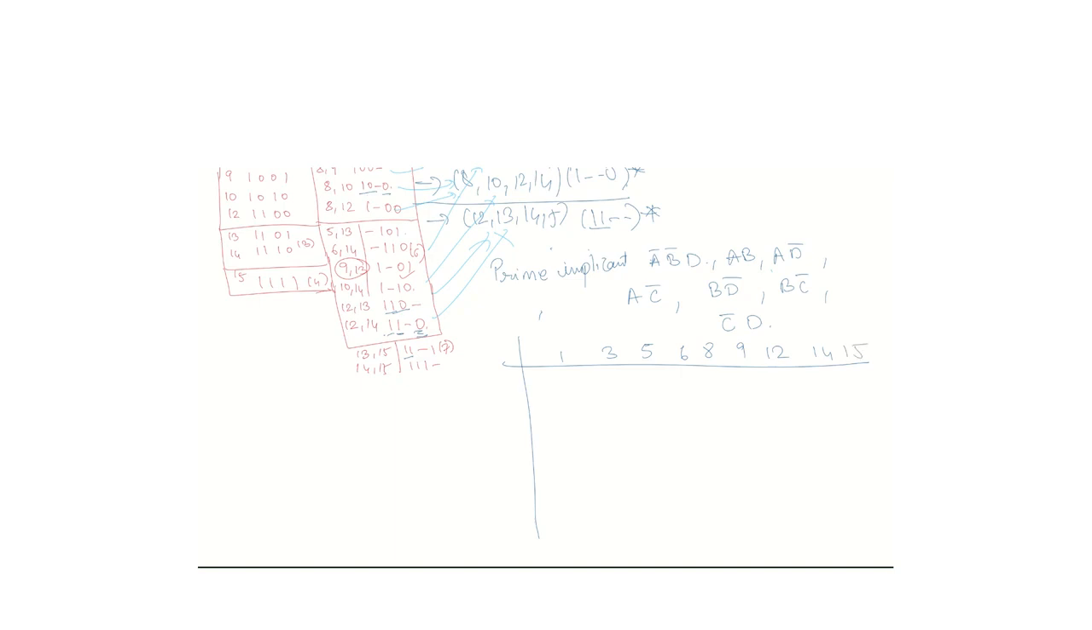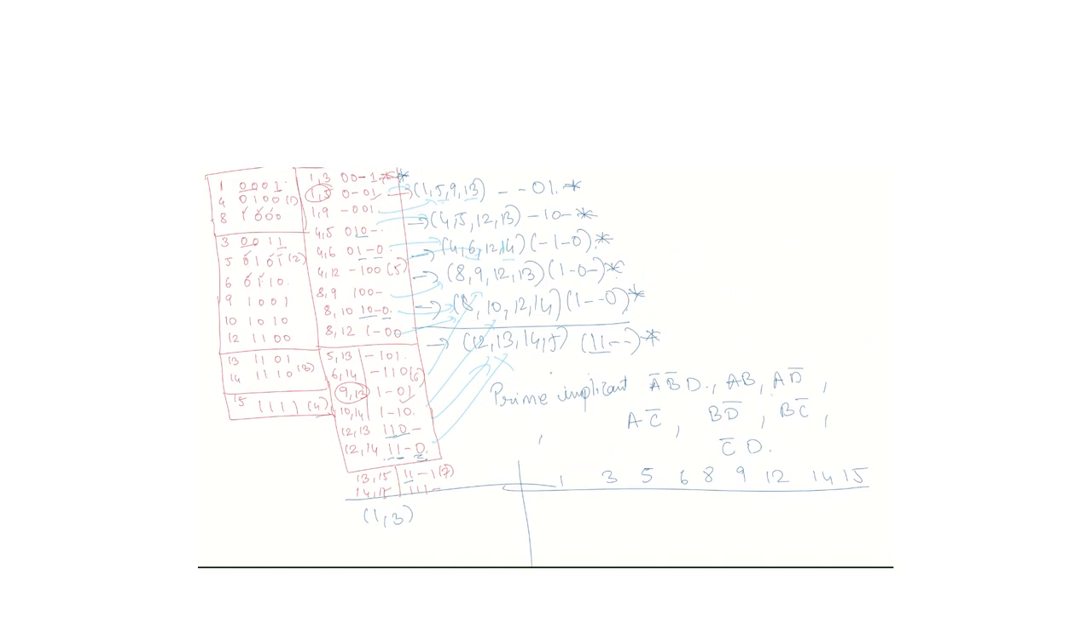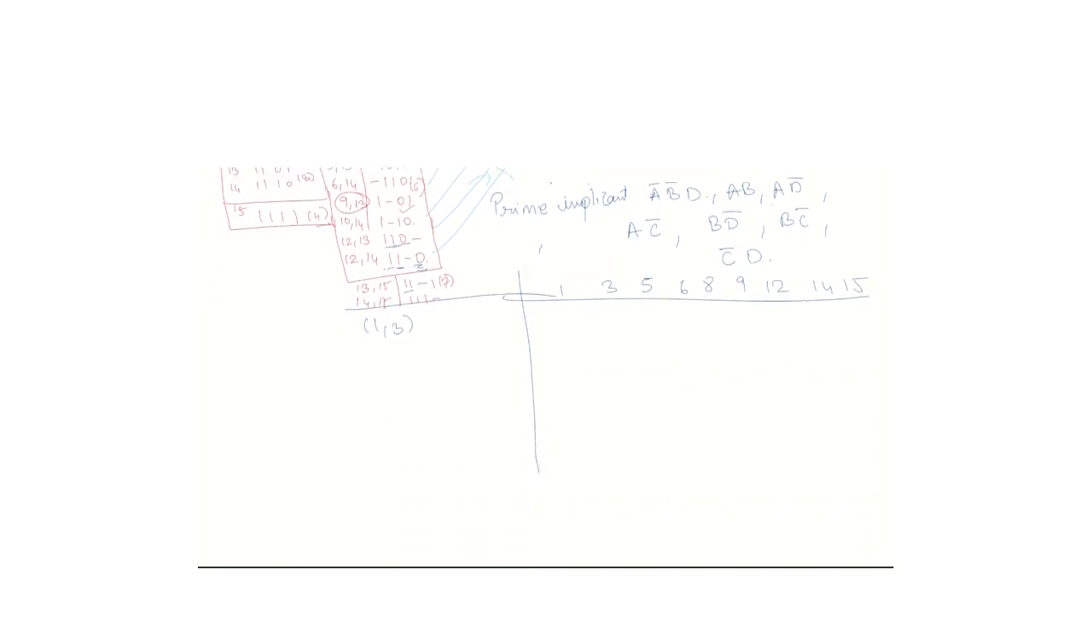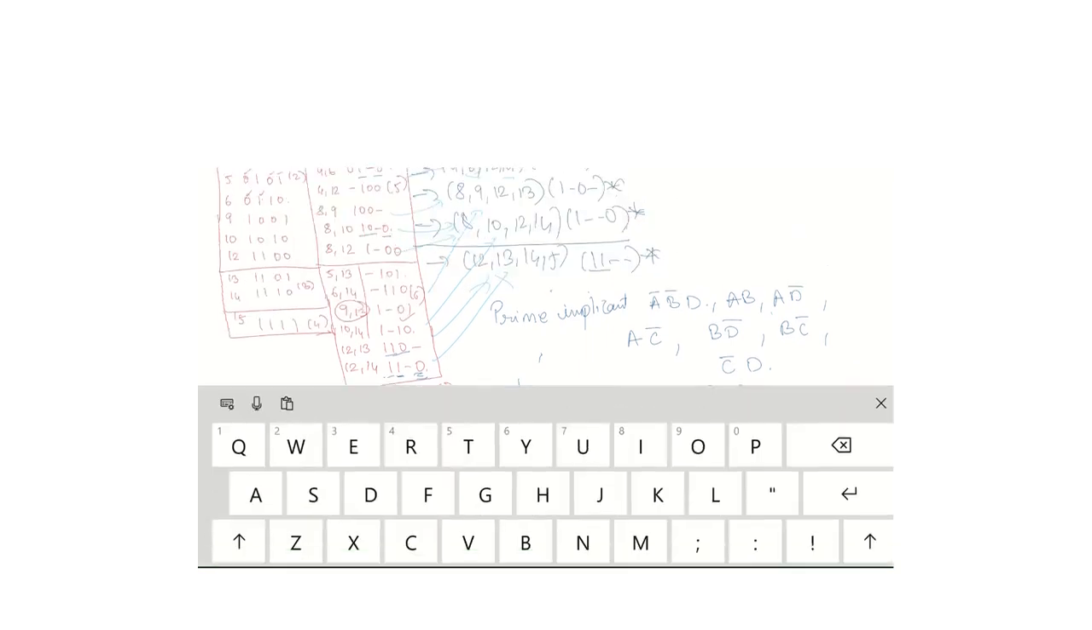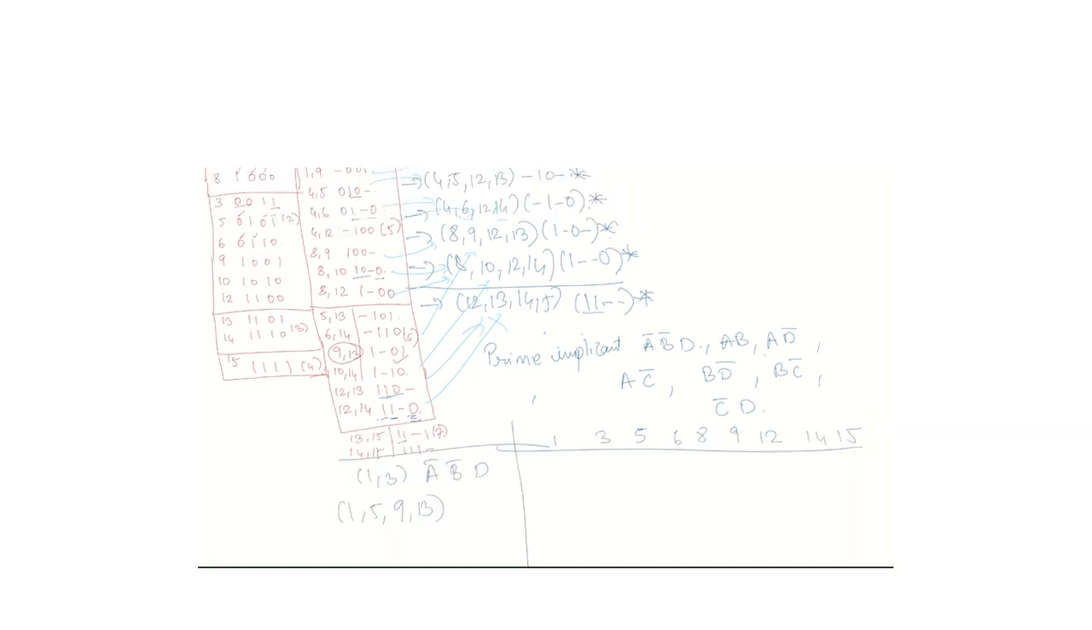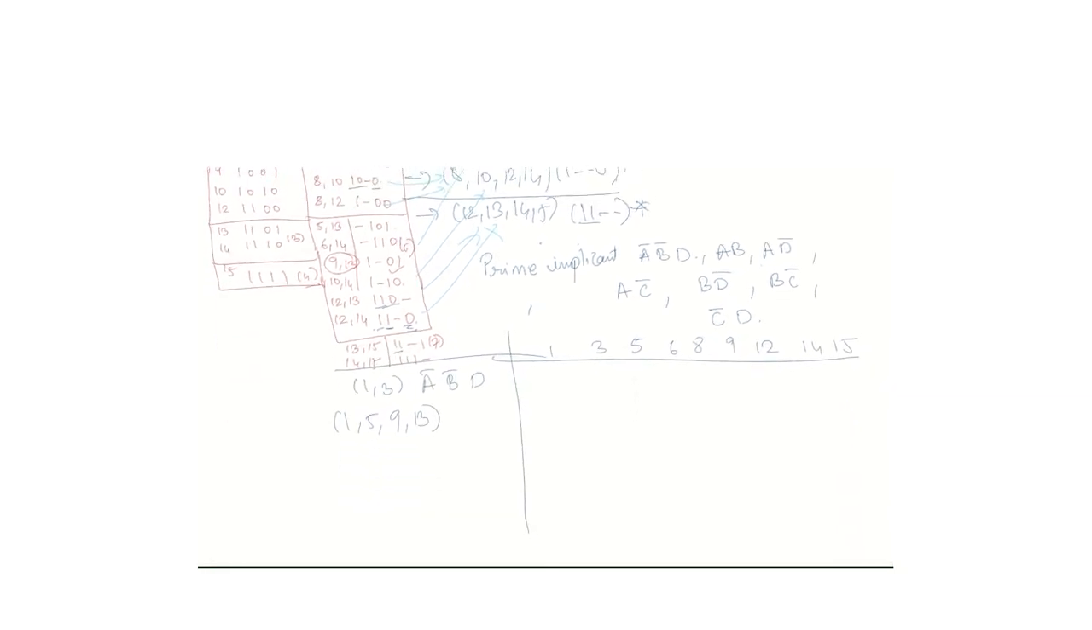Okay, and let's write down all the implicants that we found here. So 1, 3 is A bar, B bar, D. Then 1, 5, 9, 13 is C bar, D.